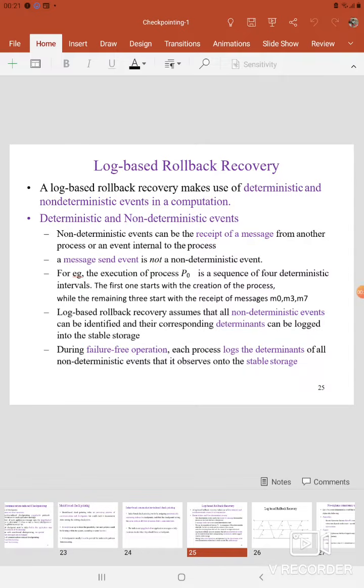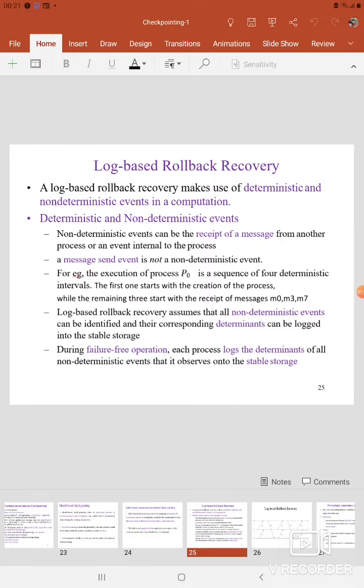So deterministic and non-deterministic events, what do they mean? A non-deterministic event can be the receipt of a message from another process, or it can be an internal event to the process. Why do we say that the receipt of a message is a non-deterministic event? Sometimes the message may be lost at the channel, or due to a network communication error, the receiver can't receive the message. So the receipt of a message is always a non-deterministic event, whereas the message send event is not a non-deterministic event. Thus we are categorizing the events into two types, deterministic and non-deterministic.